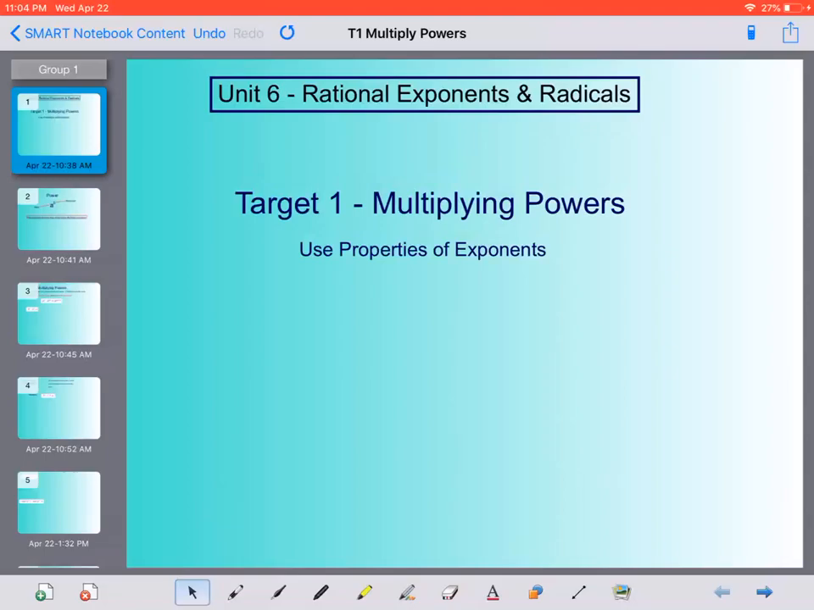Unit 6 is rational exponents and radicals. We will be covering the properties of exponents starting with target 1, which is multiplying powers.